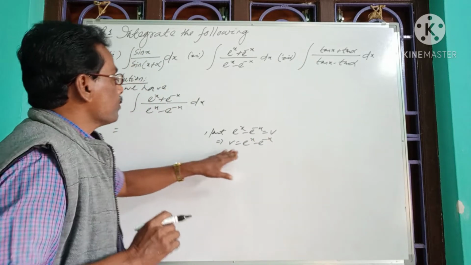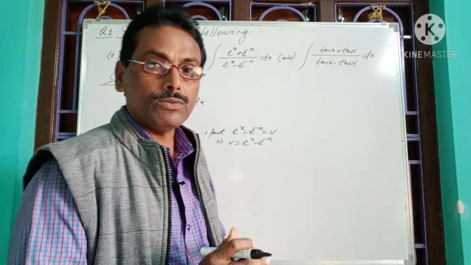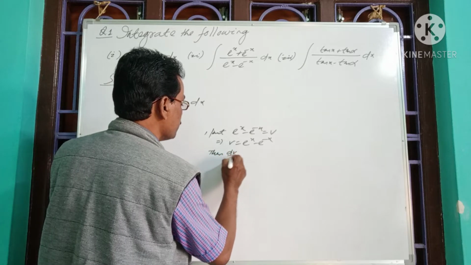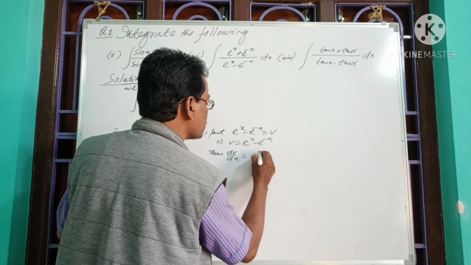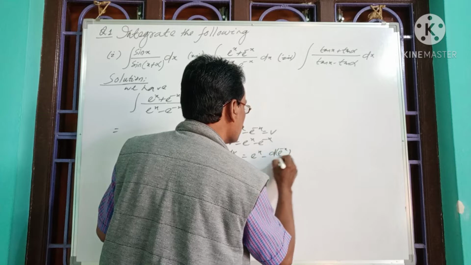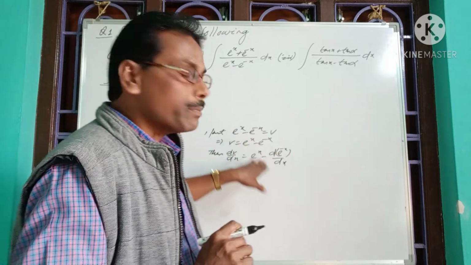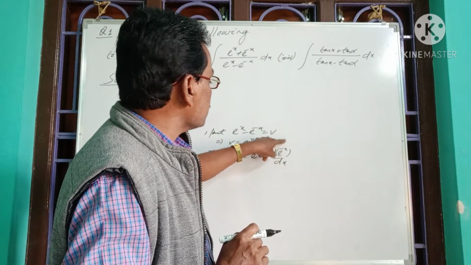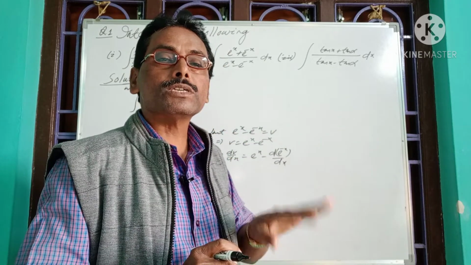So now we find that v is a function of x. So differentiating v with respect to x, it will give us the derivative of v with respect to x equal to the derivative of e^x, which is e^x, minus the derivative of e^(-x) with respect to x. Here the derivative of e^x is a simple function, but e^(-x) is a composite function, so it can be differentiated by the process of chain rule.